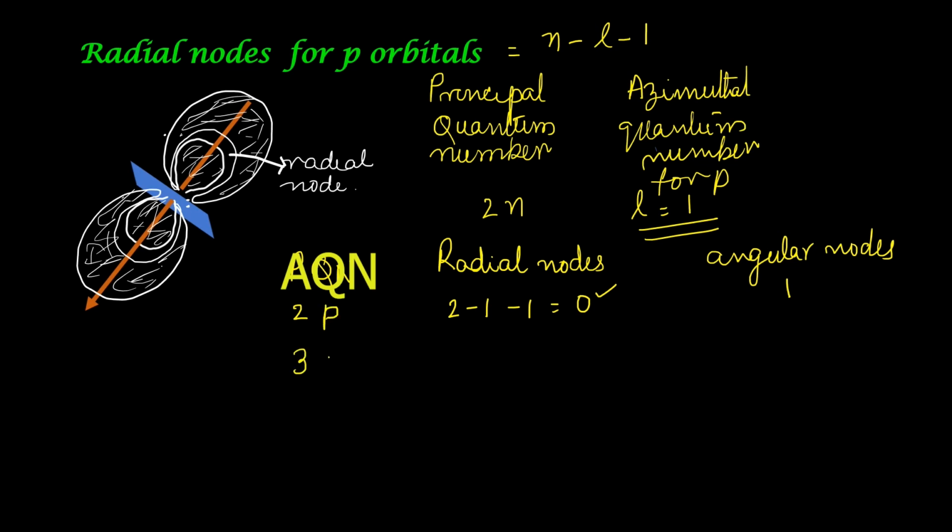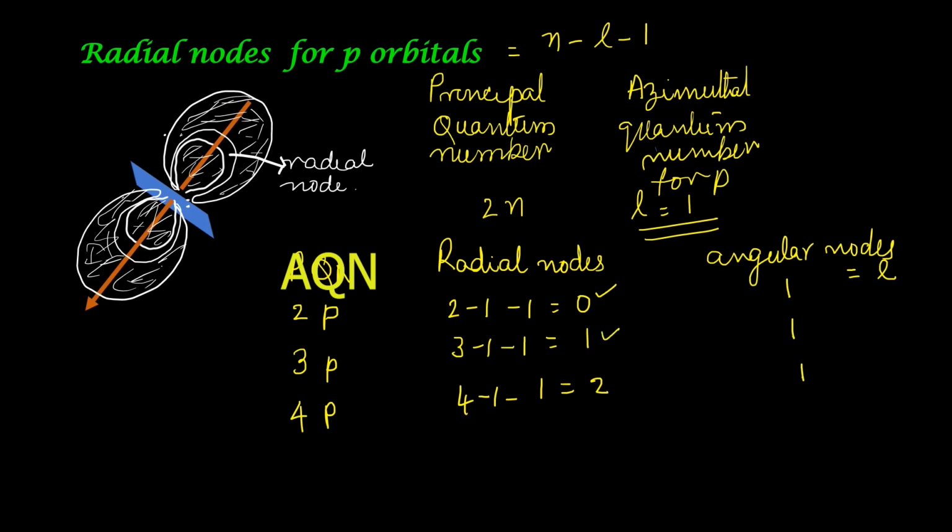Now for 3p, it will be 3 minus 1 minus 1, equal to 1 radial node. Then the angular node is always 1 for p. For 4p, 4 minus 1 minus 1 equal to 2. The angular node doesn't change, it is 1.